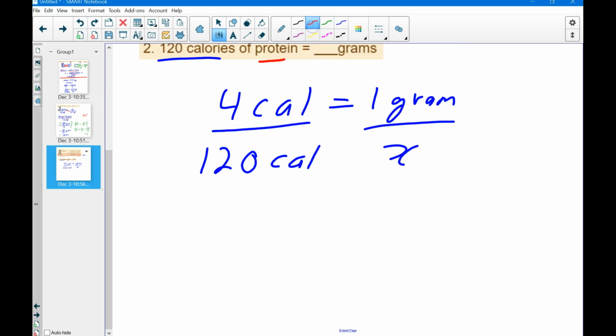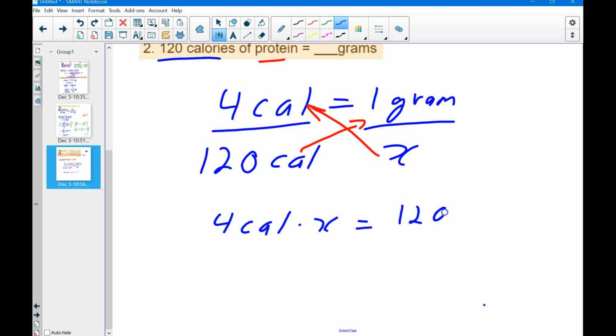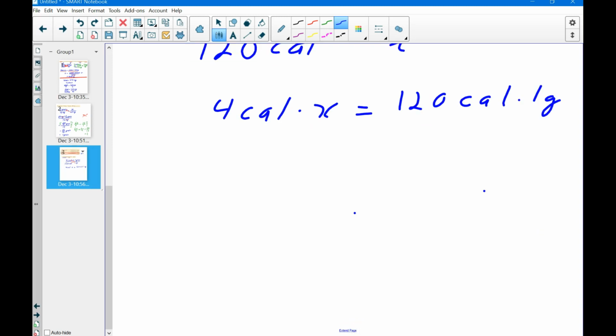And when I cross multiply, it's X times this, and 120 times 1. So I end up with 4 calories times my X equals 120 calories times 1 gram. Then I divide both sides by 4 calories, which leaves me with an X on this side.